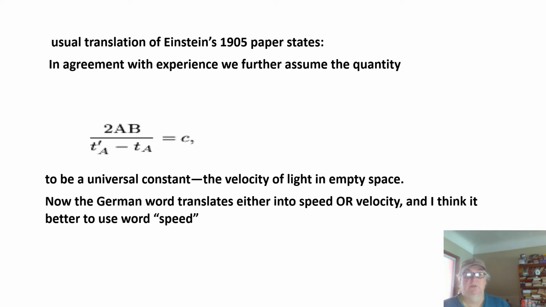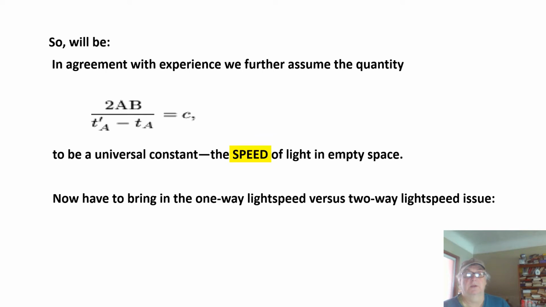The usual translation of Einstein's 1905 paper states, in agreement with experience, we further assume the quantity, which is this equation here, to be a universal constant, the velocity of light in empty space. Now the German word translates either into speed or velocity, and I think it would be better to use the word speed. So he's talking about the speed of light in empty space as a universal constant from that equation.